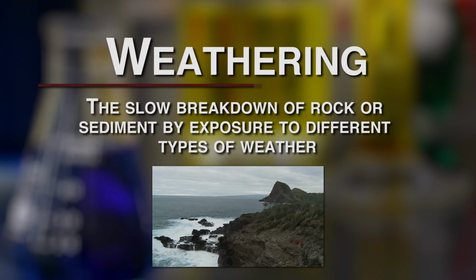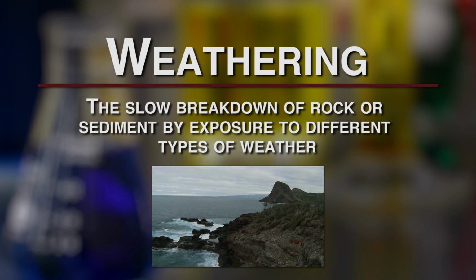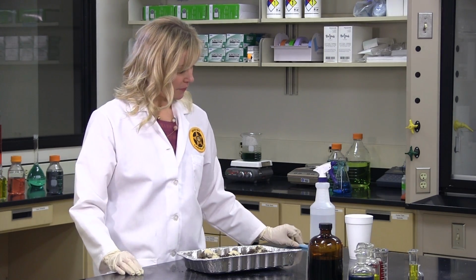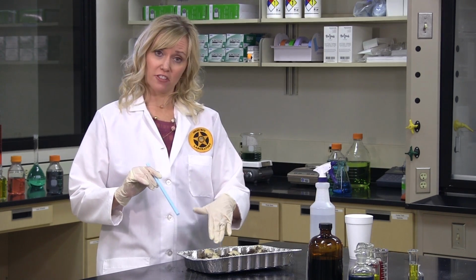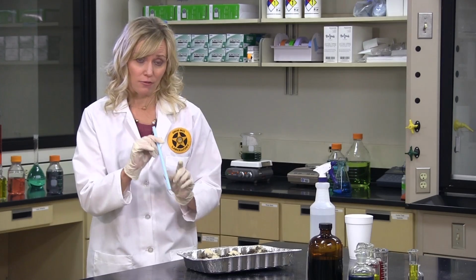Erosion can also occur through the process of weathering. Weathering is the slow breakdown of rock or sediment by exposure to different types of weather. Now we're going to show you a demonstration of how weathering can occur. We're going to show you what it would be like to have wind change this landscape by blowing air through this straw.